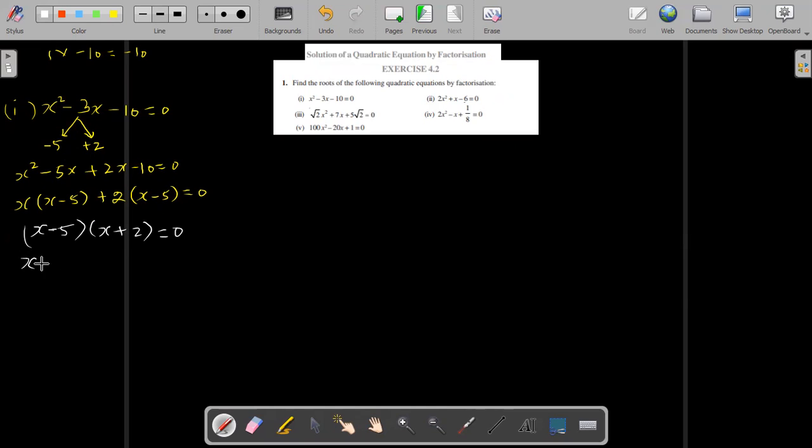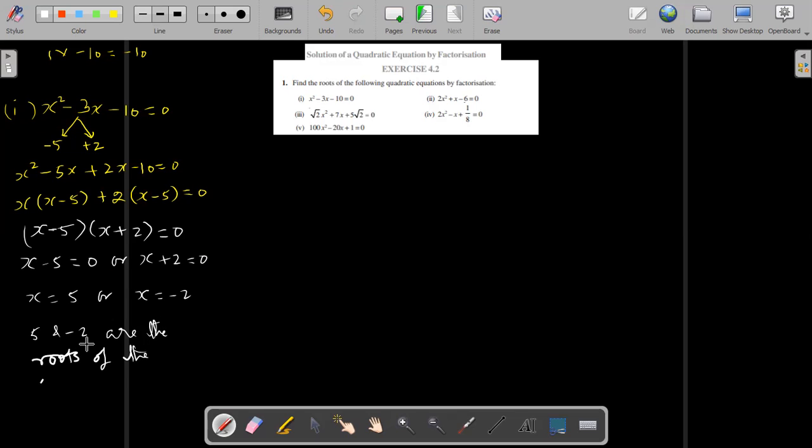Equate each factor to 0. x minus 5 is equal to 0 or x plus 2 is equal to 0. So we get the answer x is equal to 5 or x is equal to minus 2. So these are the roots of the given equation. So 5 and minus 2 are the roots of the given equation.